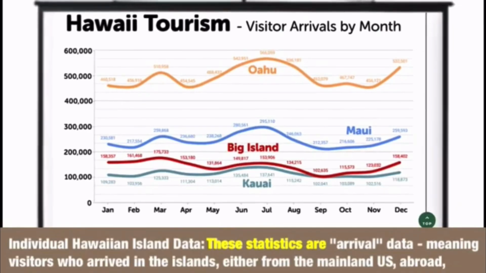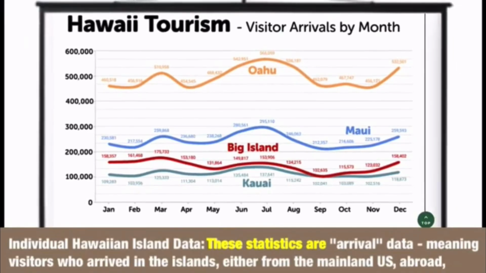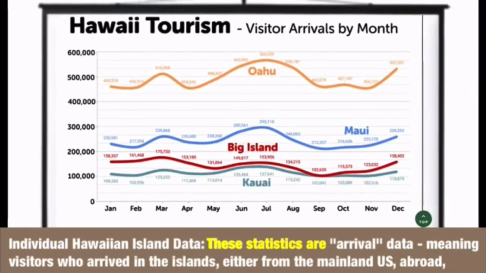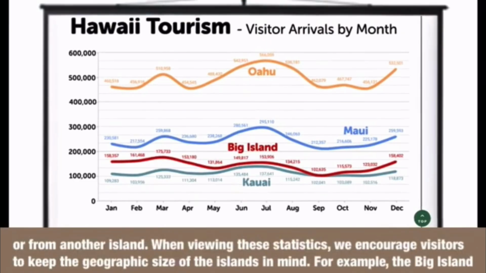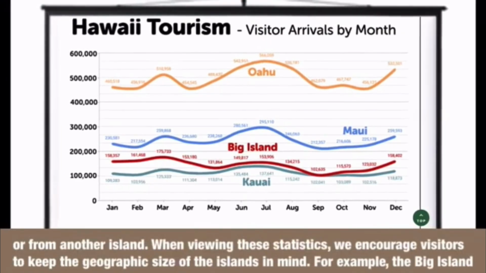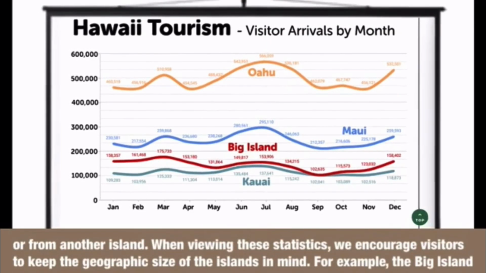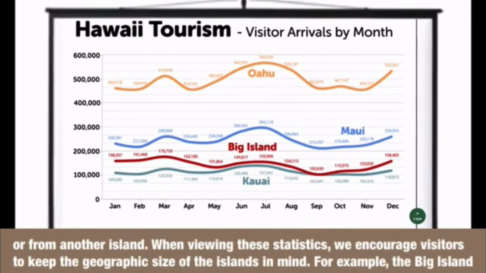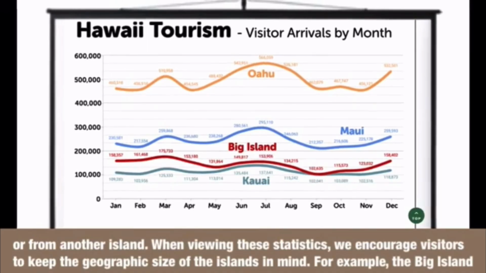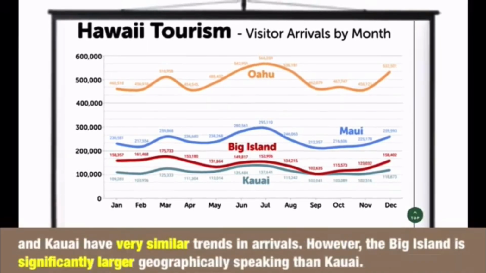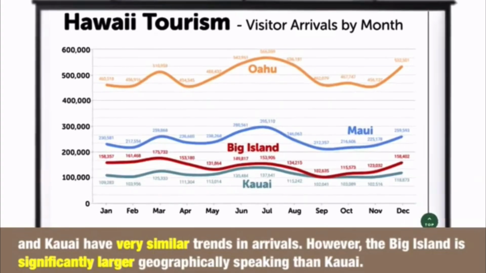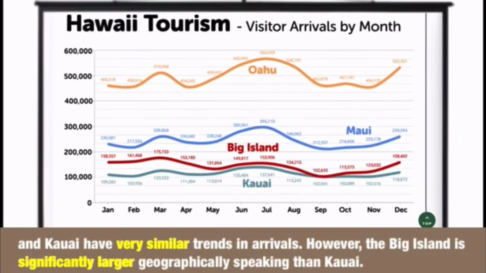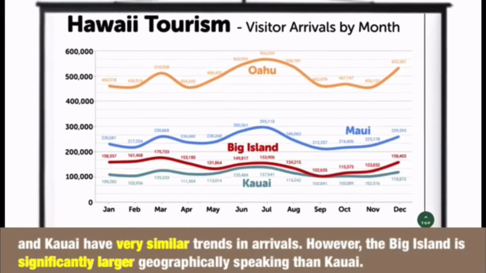Individual Hawaiian Island data. These statistics are arrival data, meaning visitors who arrived in the islands either from the mainland U.S., abroad, or from another island. When viewing these statistics, we encourage visitors to keep the geographic size of the islands in mind. For example, the Big Island and Kauai have very similar trends in arrivals. However, the Big Island is significantly larger geographically speaking than Kauai.